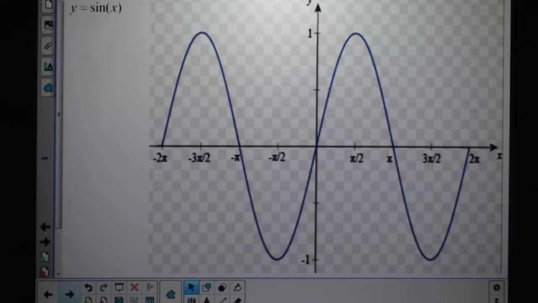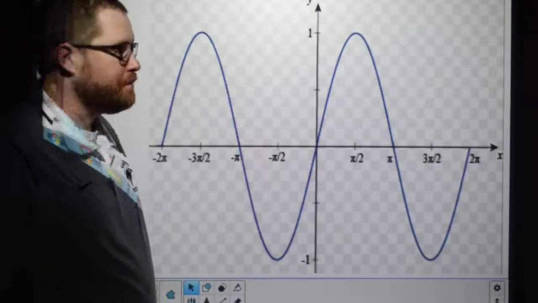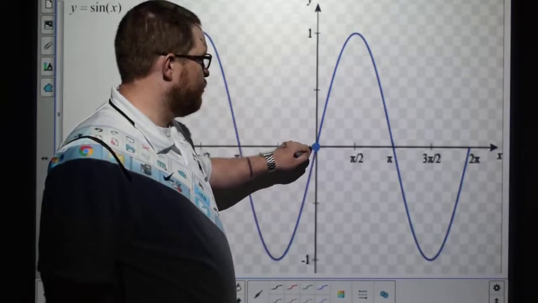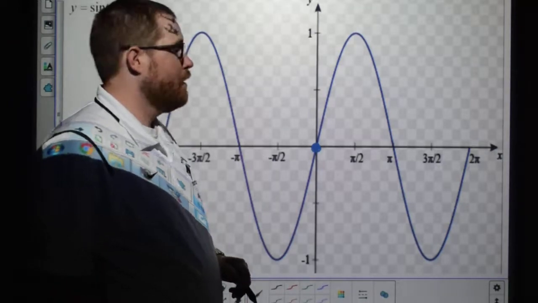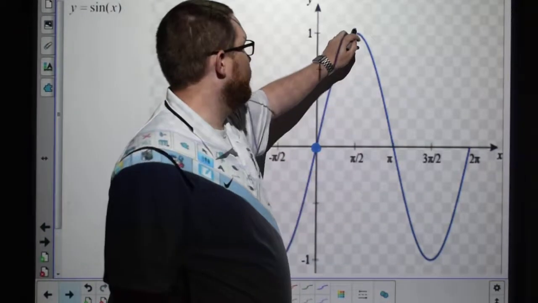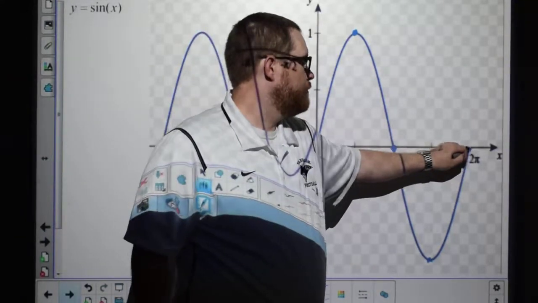This is a sine graph. We should have studied it earlier in the year. You can see it looks like this, it wiggles. Some things that I want to point out. It starts at the origin, or it goes through the origin, so 0, 0. Now, we will always map out the important points. And for me, the important points are the maxes and the mins and the zeros.